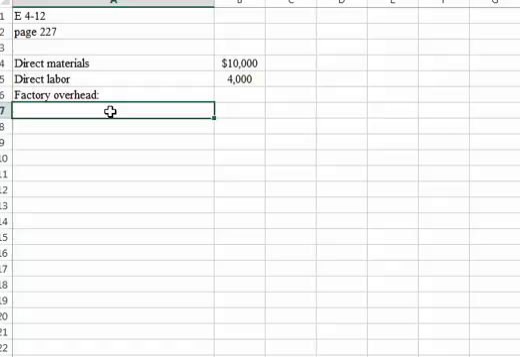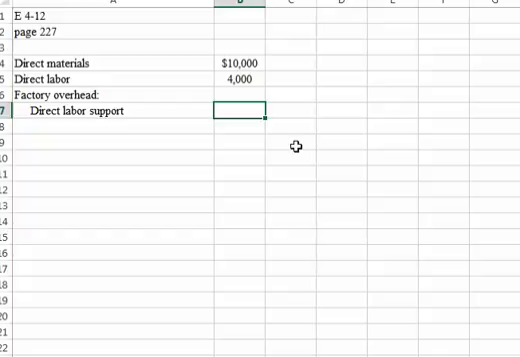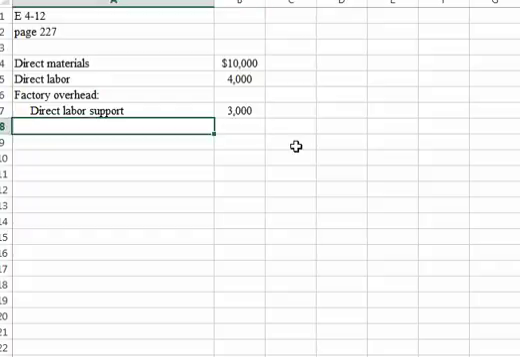We'll go here. Direct labor support. And that could be cleanup, maintenance, lots of things there on direct labor support. It's $10 per direct labor hour. Well, we had 300 direct labor hours. Times $10 per hour. And direct labor support is $3,000.